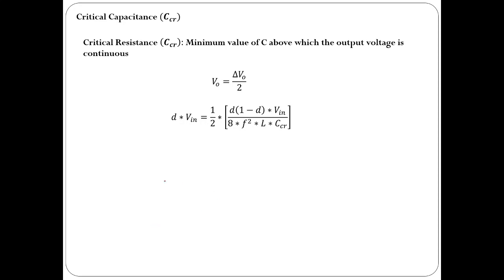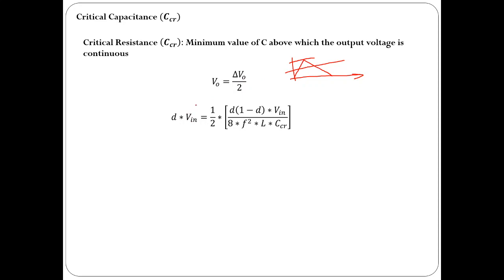The critical value of capacitance is defined as the minimum value of capacitance above which the output voltage is continuous and below which the output voltage is going to be discontinuous. In fact, that is a boundary condition. In this boundary condition, the output voltage V0 would be the same as ripple voltage by 2. You will get this kind of triangle for the output voltage, just discontinuous. So del V0 is the ripple, and the average value would be V0. Simply, V0 is equal to the peak-to-peak value by 2.